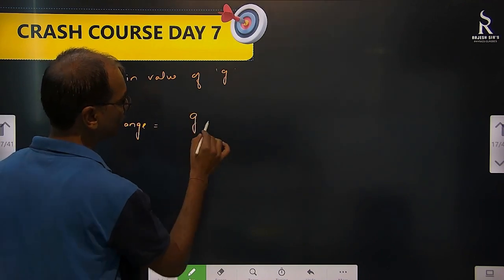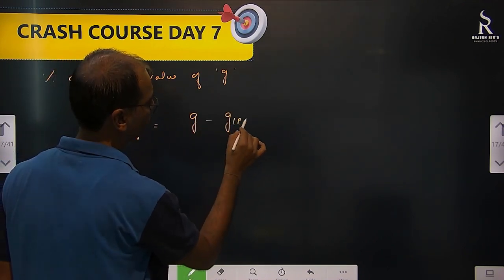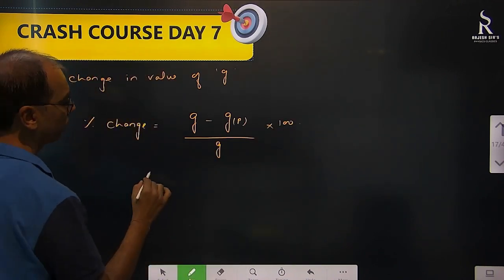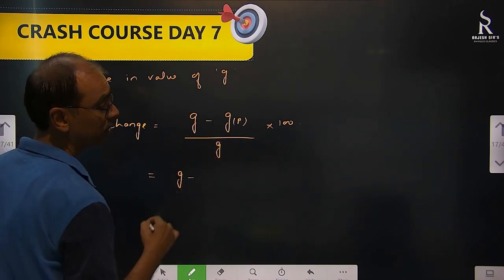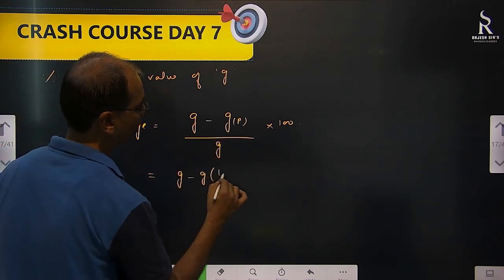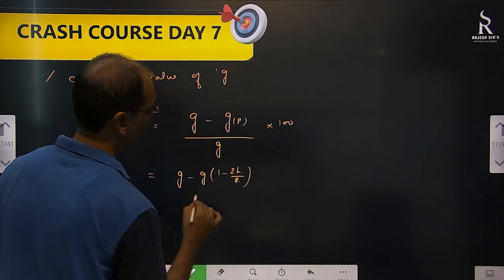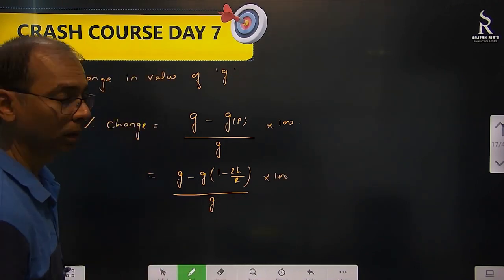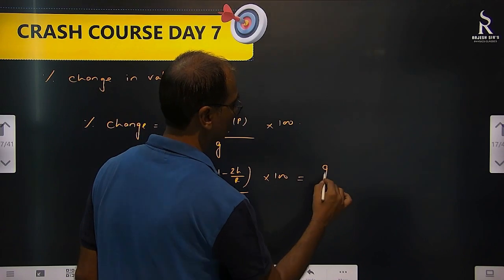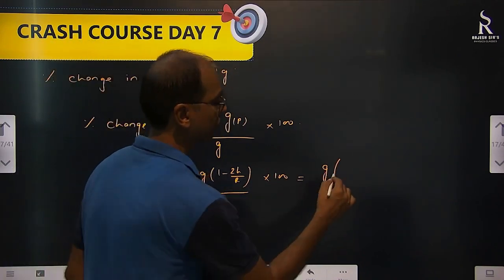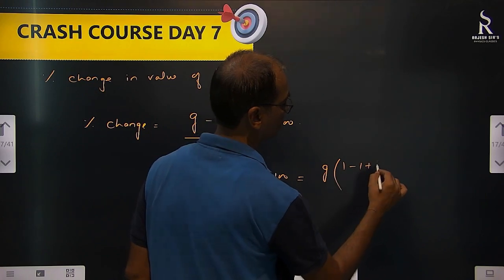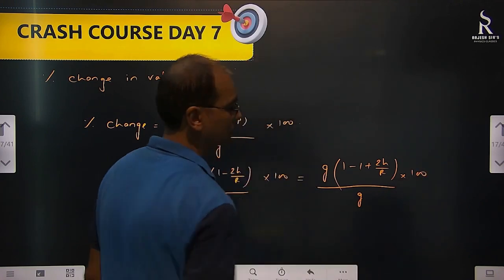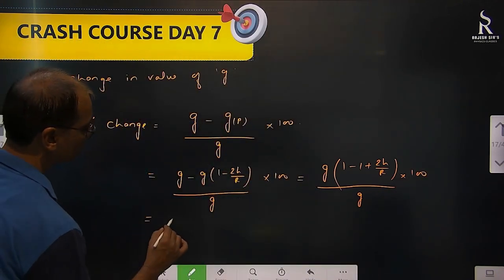g on the surface minus g at a certain height, let's say this is p only, by g into 100. Okay, so what is it? g is as it is, and this g_p is what? g into 1 minus 2h by r, by g into 100. So g is getting cancelled, right? Okay, g take common. Then 1 minus 1 plus 2h by r by g into 100. What are we getting? g is cancelled. So it is actually 2h by r into 100.